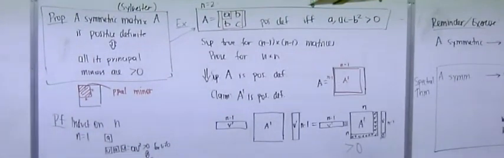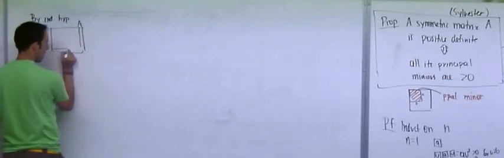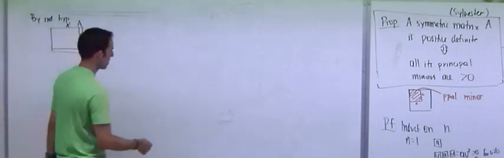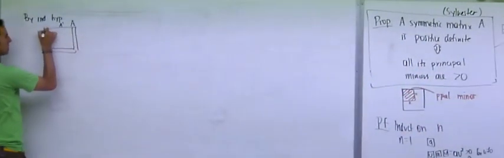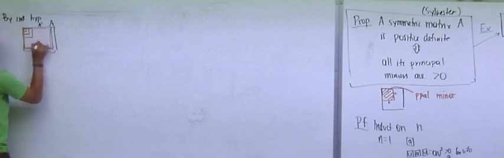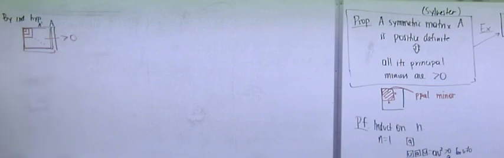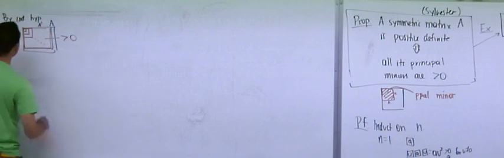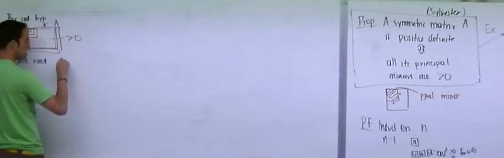So by the induction hypothesis, here we have A, then here we have A prime, and by the induction hypothesis, all the minors of A prime are positive. So what are the principal minors of A prime? Well, it's this one, it's this one, it's this one, etc., until this one. All of these guys are positive. So if I want to check that the minors of A are positive, I'm almost done. The last thing I need to do is just check that the last minor, which is just the determinant of A, is positive.